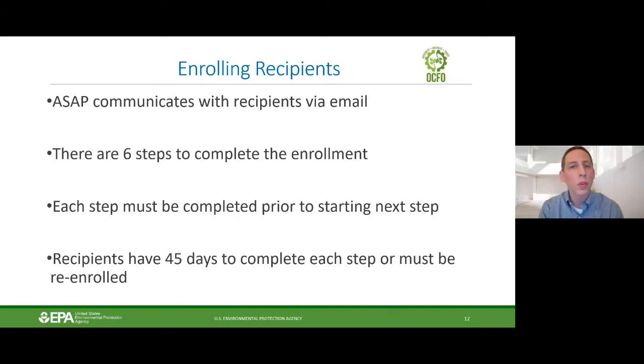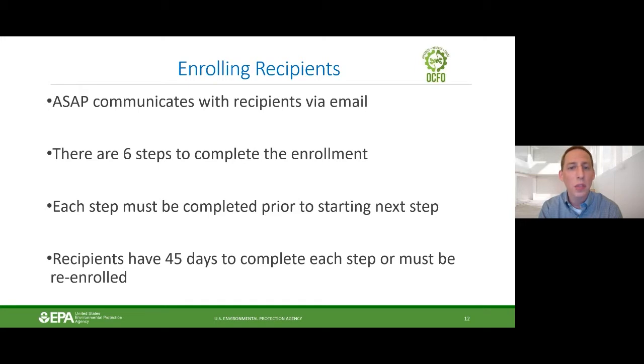Now, as far as enrolling recipients go, after the EPA reaches out and gets in touch with the recipient, and after the recipient emails their enrollment form back to the EPA, ASAP will then communicate with the recipient via email. So it's very important that whatever email address you put on your enrollment form, you double check it to make sure it's correct, because that is how ASAP will be reaching out to you.